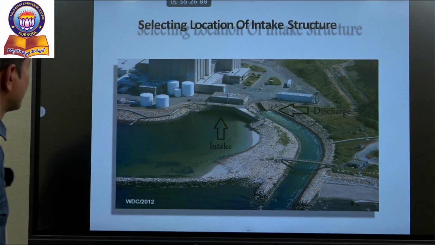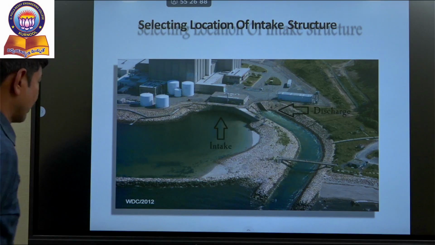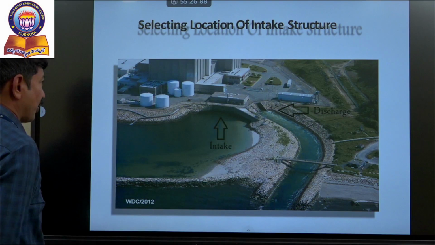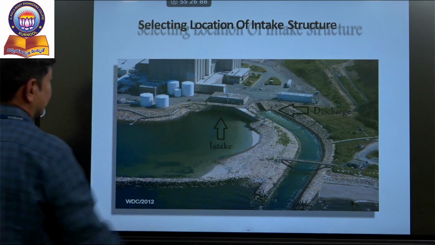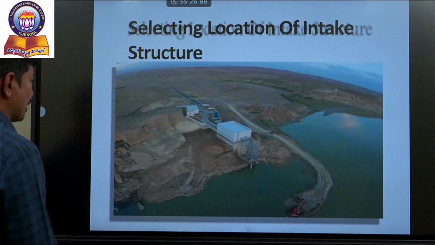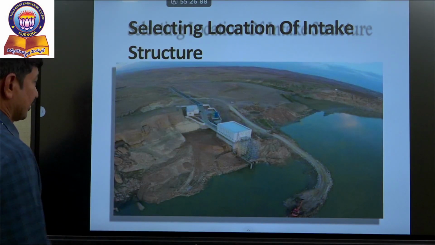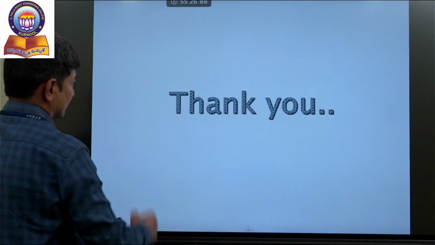This is one picture for selecting the location of an intake structure, where access should be good and in the purer zone, and it should never be located at curves. This is one of the intake structures. It collects water from the source, then by the action of gravity collects and supplies it to the public. This is another picture of an intake structure. Thank you.